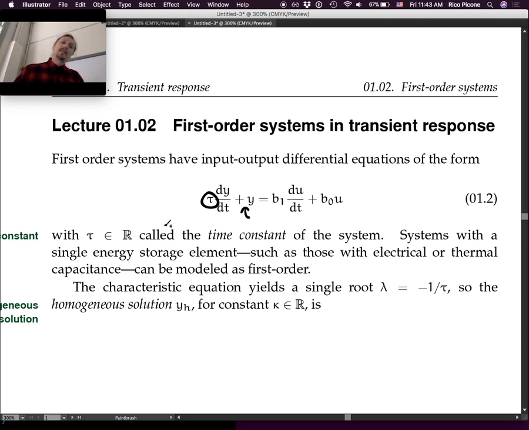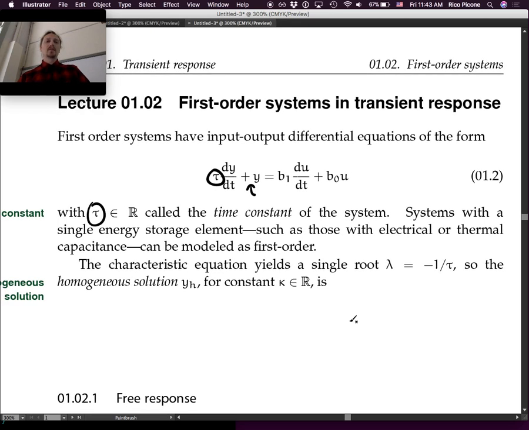With the time constant tau. So we call this the time constant of the system, and it characterizes the system. The time constant is one of the ways that we would characterize, or actually the primary way we characterize a first order system. It kind of tells us, in a sense, everything we needed to know about the system. So let's expand on that a little bit. Systems with a single energy storage element, such as those with electrical or thermal capacitance, can be modeled as first order. So just to give you an idea, but a lot of systems can be modeled as first order.